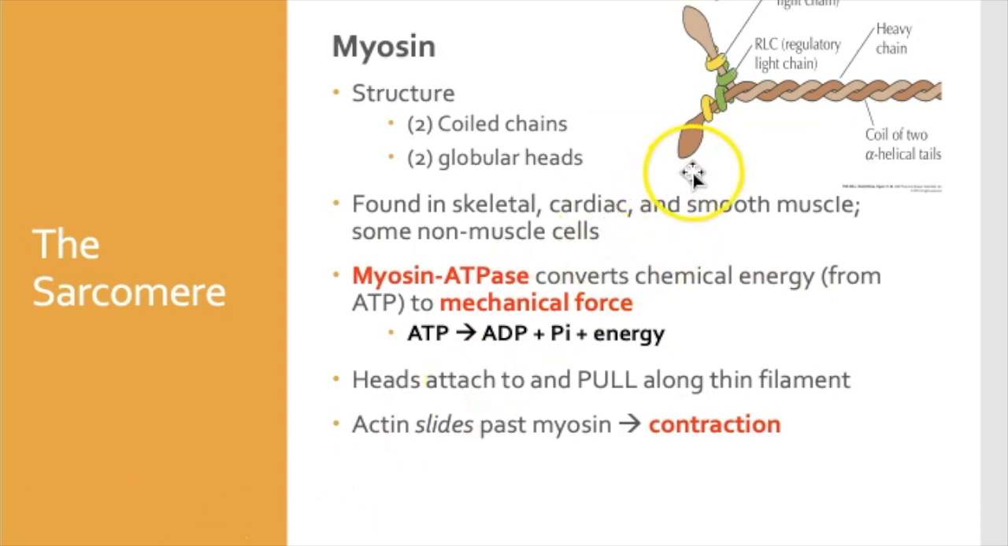So one individual myosin protein looks like this. It has an elongated region and then these 2 globular heads coming off. And within those globular heads, we have myosin ATPase activity. Myosin ATPase breaks ATP into ADP plus a phosphate group plus energy.